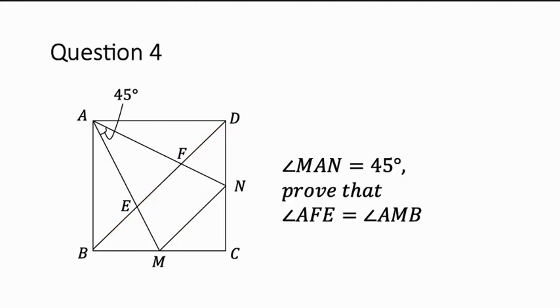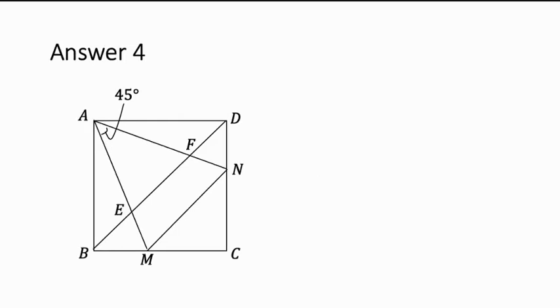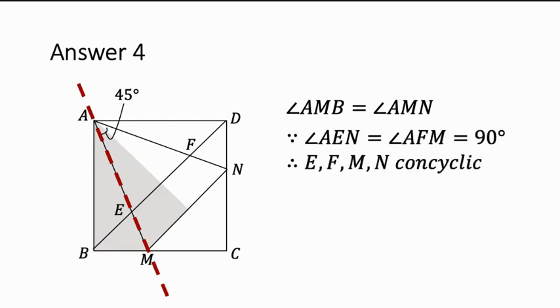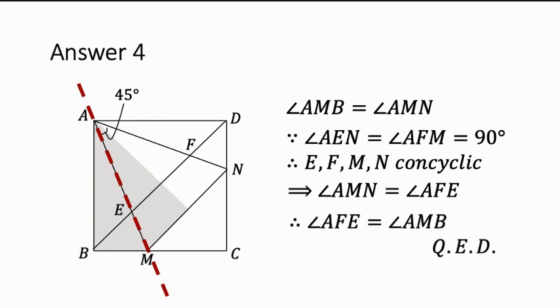So now let's look at question 4. If we know that the angle MAN equals 45 degrees, prove that AFE will be equal to ANB. Well, we already know that there's a symmetry concerning the axis AM. From this we get that the angle ANB equals the angle AMN. We also know that E, F, M, N are concyclic. This means that the angle AMN will be equal to AFE. And this is how we prove our question 4.